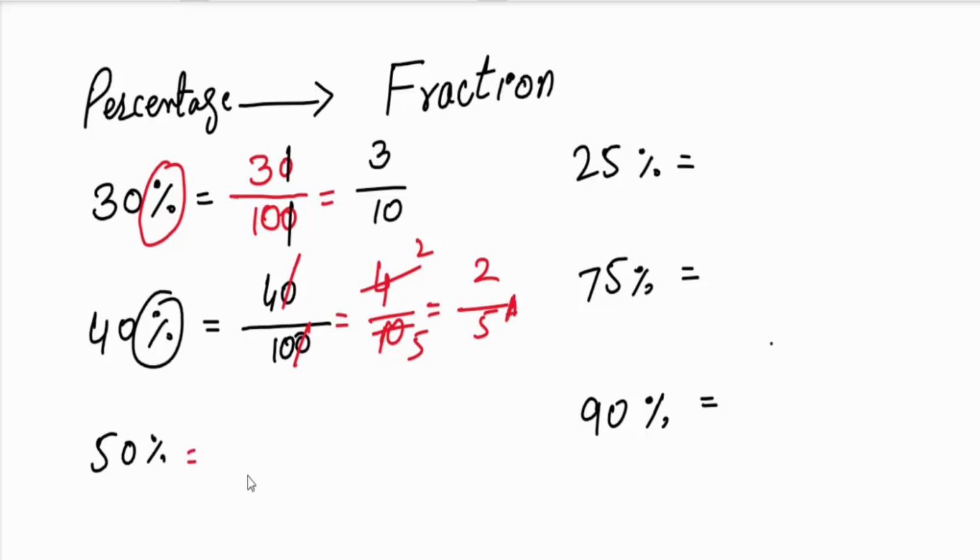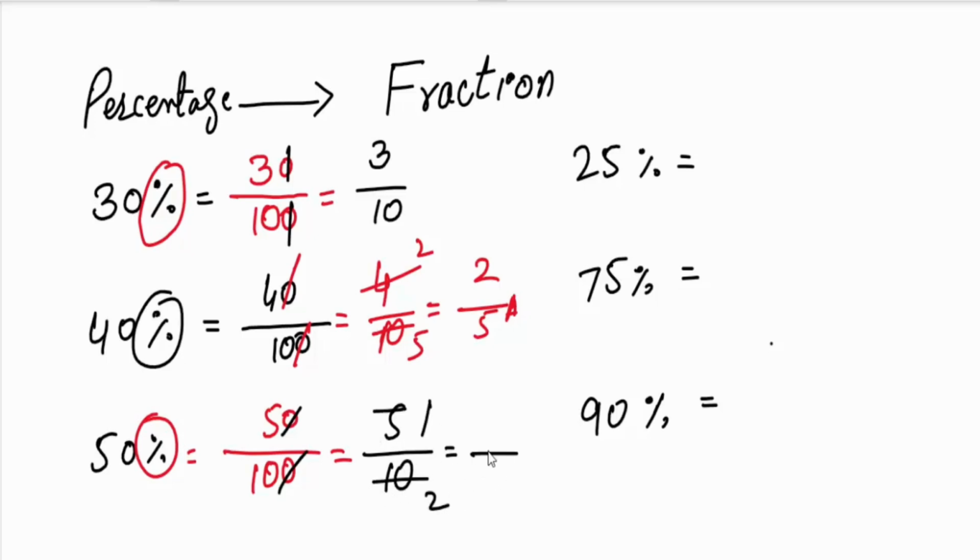Now look at 50%. So this is 50. Write 100 below, because we have to remove the percentage sign. When you remove the percentage sign, 100 becomes the denominator. In this case, cut off this 0 with this 0, and you have 5 over 10. 5 1s are 5, 5 2s are 10. You have 1 over 2. This is the fraction.